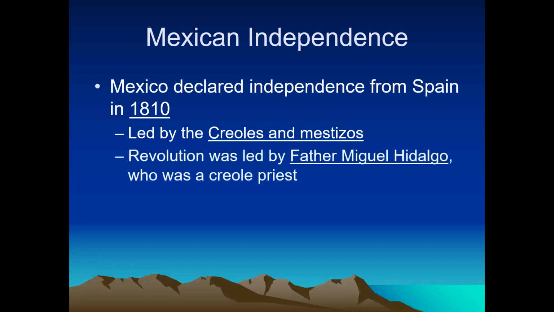And there is actually a really interesting part to this, and that's one of the first leaders was a priest. And in Latin America, the priests are definitely more involved in social issues, kind of tracing back to this. They're the ones who often speak on behalf of the poor. So Father Miguel Hidalgo is one of the most famous heroes in Mexican history.